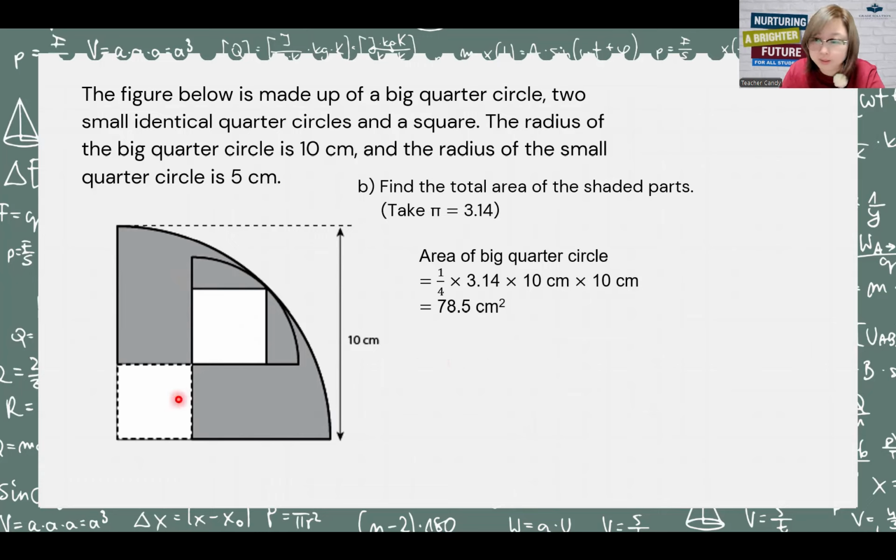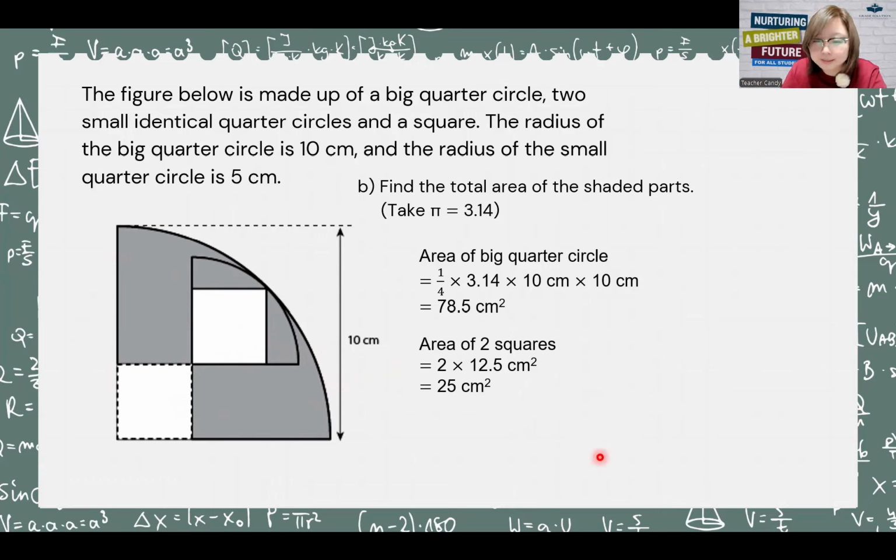How about the small squares? We found one of them previously. So let's find two of them. One square is 12.5 centimeter square. So area of two squares will be 2 times 12.5 centimeter square. That will give us a very nice number of 25 centimeter square.